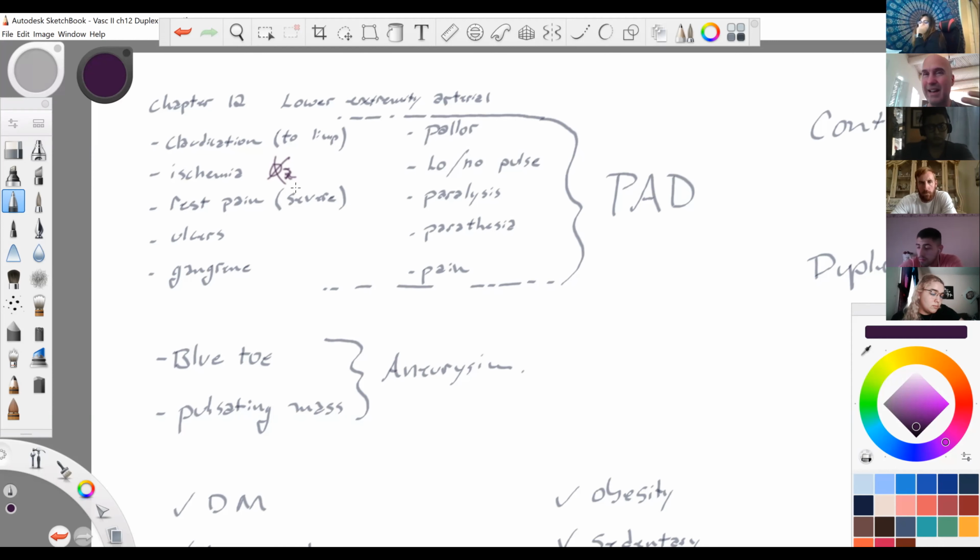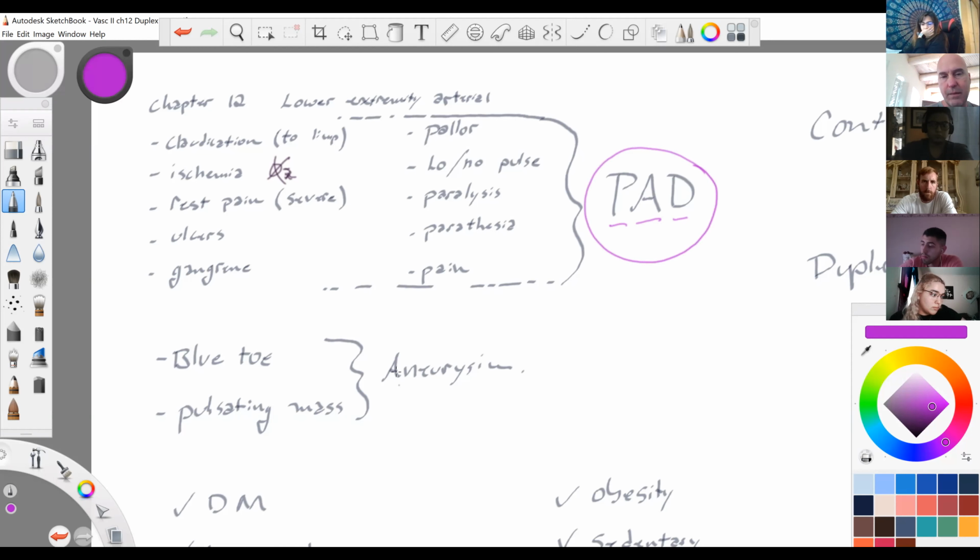Paralysis: if you're not really even able to use a limb, it could be because of a total lack of blood supply and oxygen. Paresthesia, which is kind of like painfully numb, itching, tingling, and then general overall pain. Those are all indications of peripheral arterial disease. That's the number one thing we're looking at when we're talking about arteries.